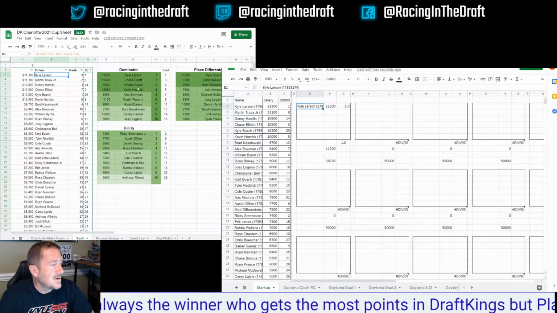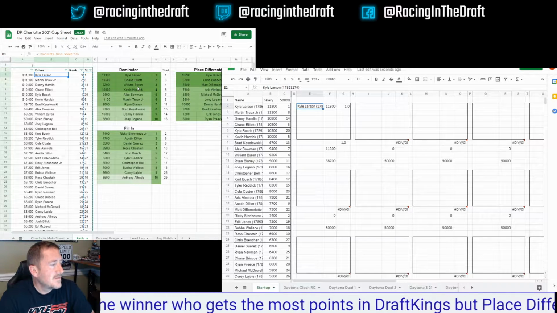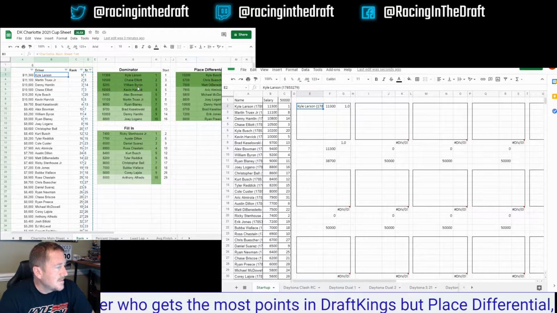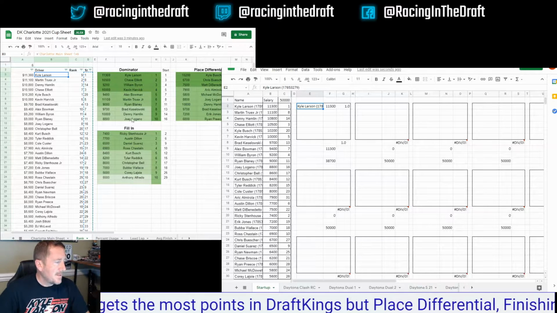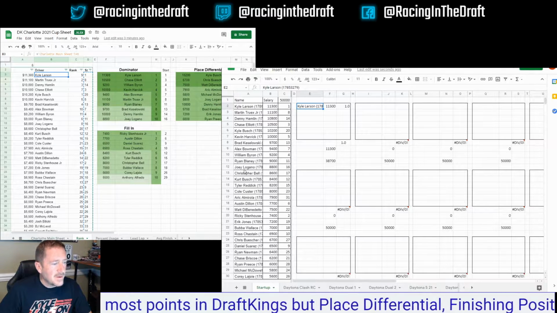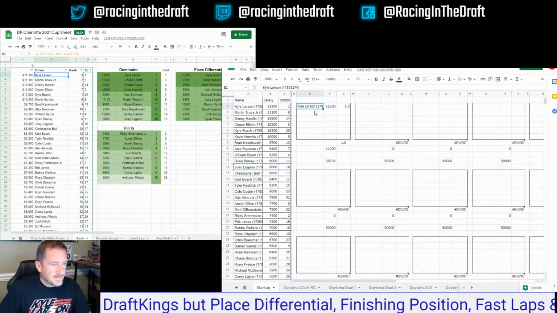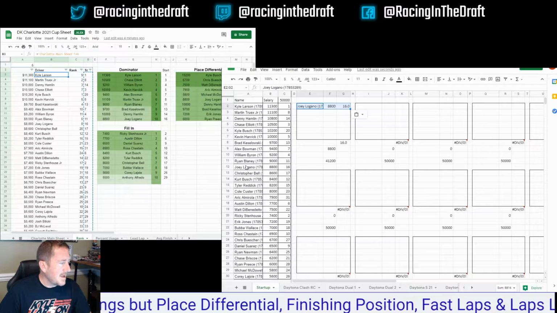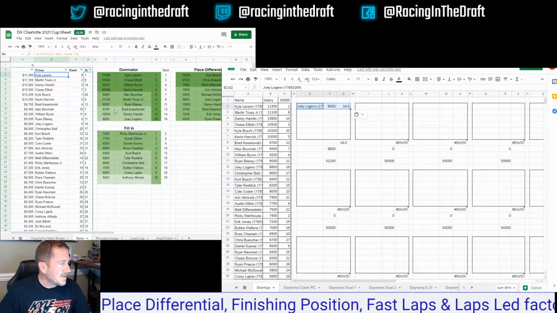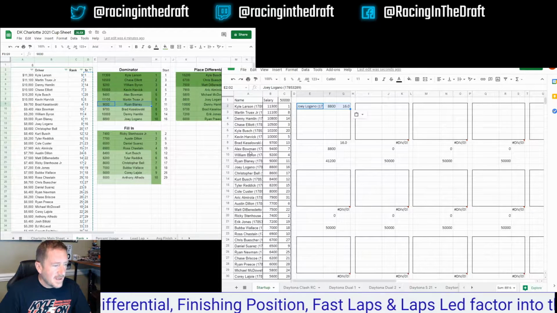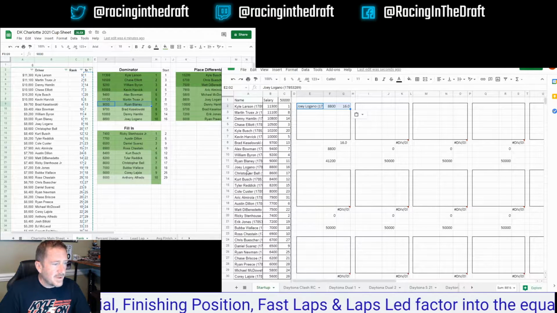Now you can intermingle if all of a sudden you're finding that you used, let's say, a Joey Logano, and, let's say, here's another inexpensive one, Ryan Blaney. Find Ryan Blaney over here.